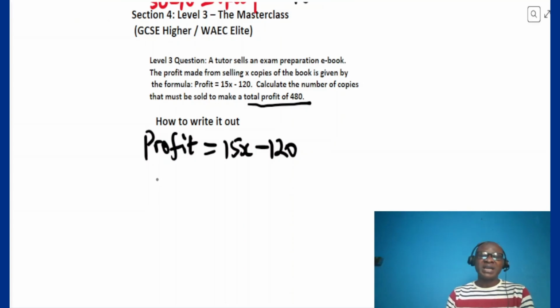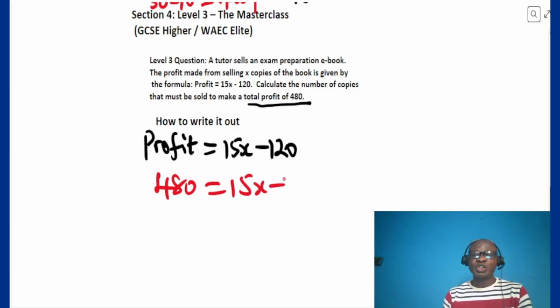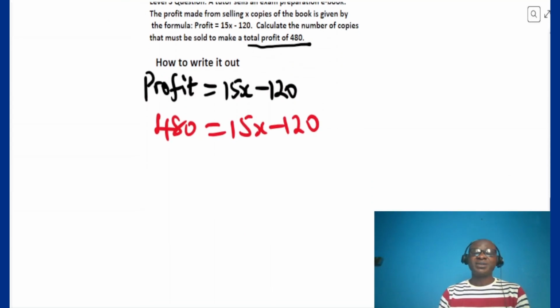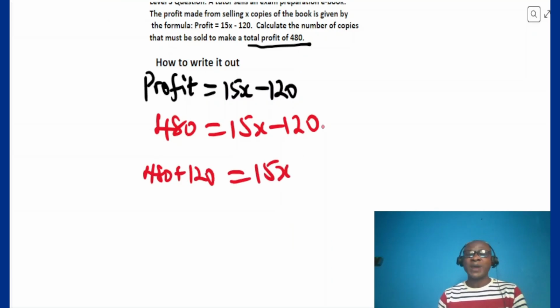Now on the profit side, I will now write profit 480 equals 15x subtract 120. Just add 120 on both sides of the equation. What do I mean by that? You go to the right-hand side, you add 120. You go to the left-hand side, you add 120. That means I'm going to have 480 plus 120 will now be equal to 15x. Why? Because if I come to this place now and do plus 120, you can see that this minus 120 and plus 120 will cancel out. That is what we are talking about.